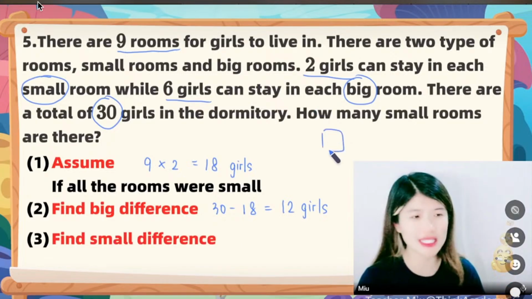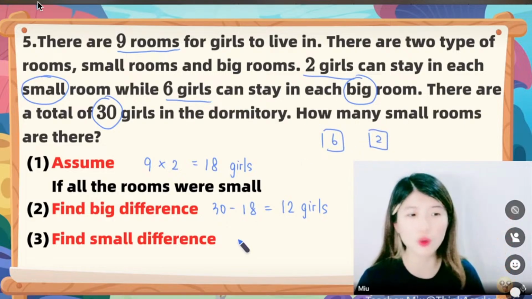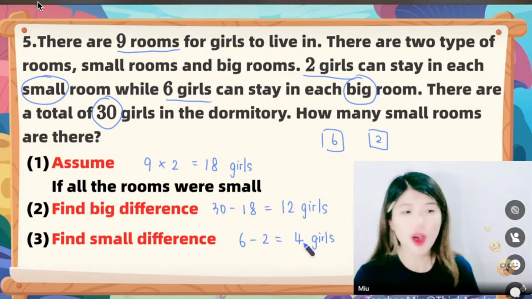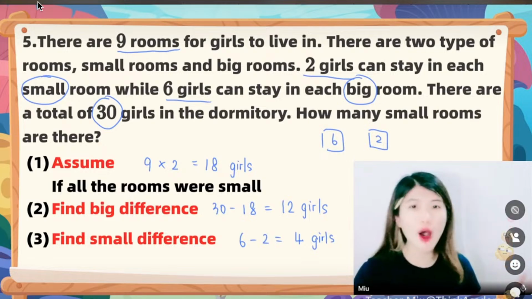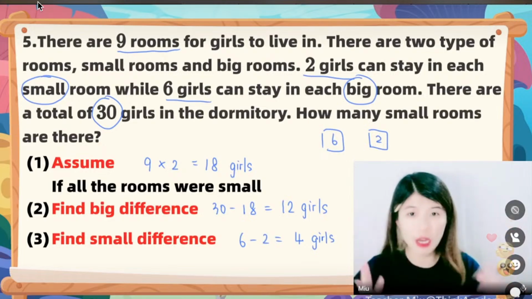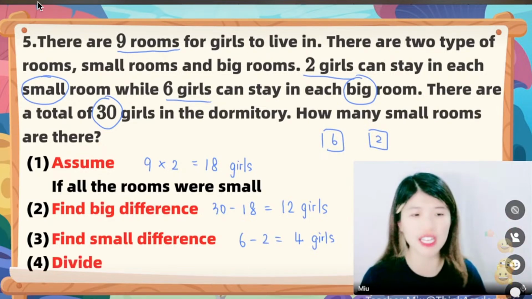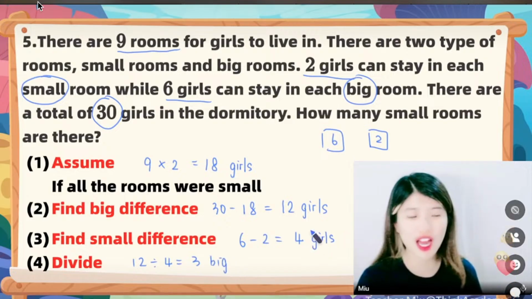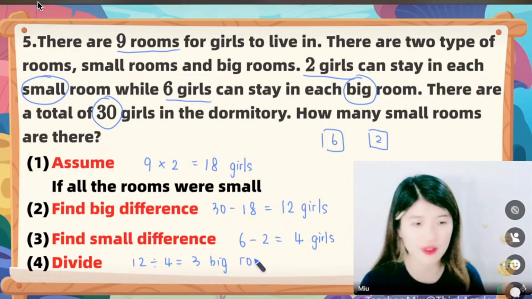One room can accommodate 6, and one room can accommodate 2, right? The big one and the small one. So you will see that for one bigger room, we can accommodate 4 more girls compared to the small one. 4 more girls get into the room and make it bigger. So we can just divide to find out that there are actually 3 big rooms.